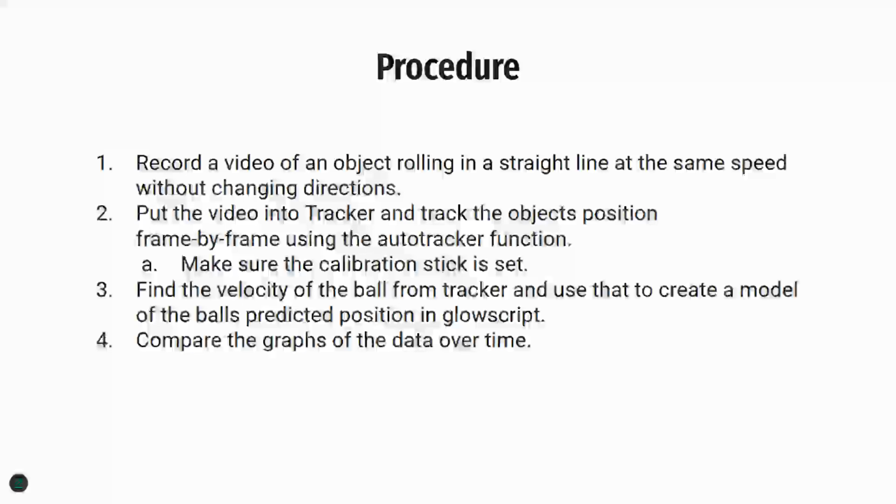Once that was done, using the data, you could then find the velocity of the object from Tracker and use that to create a model of the object's predicted position in GlowScript. Once you had this done, you would then have two graphs of your actual and theoretical data that you could use to compare the data over time.